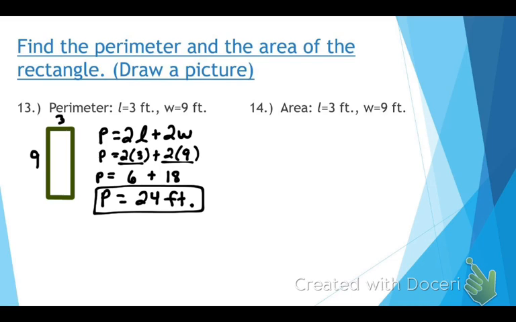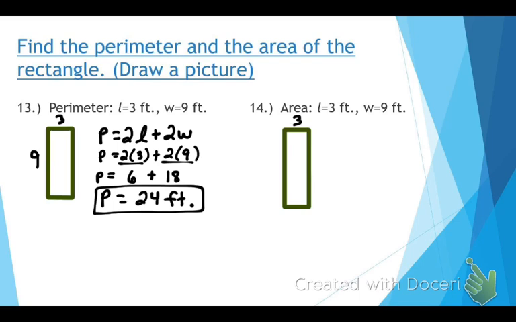All right, let's do the next one. This is our final one today. Once again, we need to draw a picture. The length is 3 feet. The width is 9 feet. What kind of a shape do I have? A rectangle. It's the same exact shape that we had last time, okay? But this time the difference is it is simply asking us to find the area.